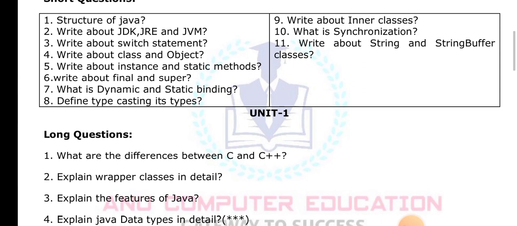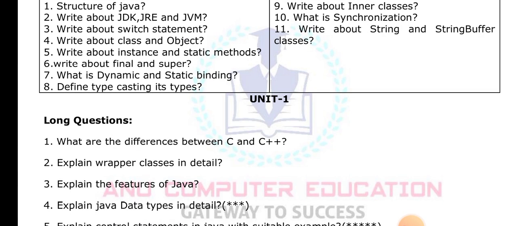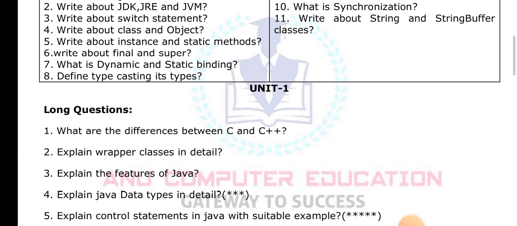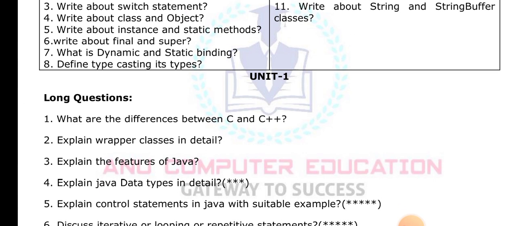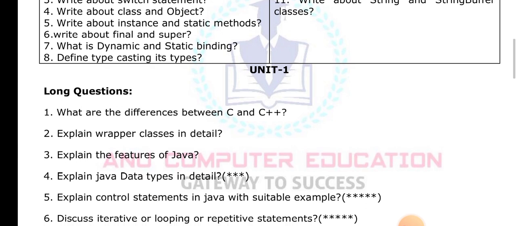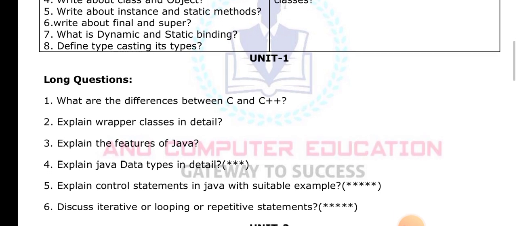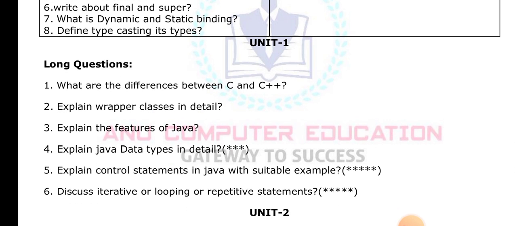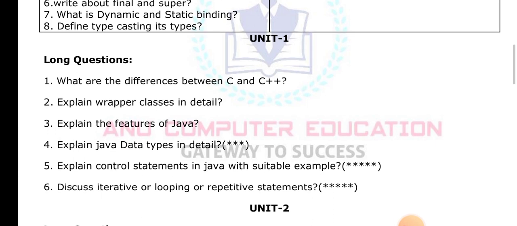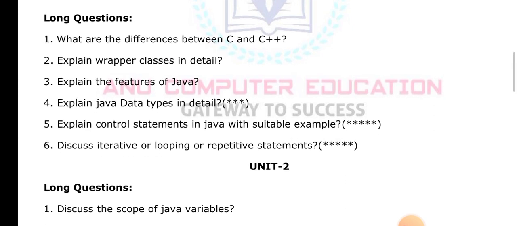Explain the features of Java. It is one of the very important concepts. And the data types in Java. And next, control statements in Java. So if, else if, all concepts you have to write. And iterative statements or looping statements or repetitive statements, like for, while, do while, all these questions you have to explain. So one question I missed in unit 1, that is the OOPs features. Class, object, all you have to explain. The star questions are very important questions.